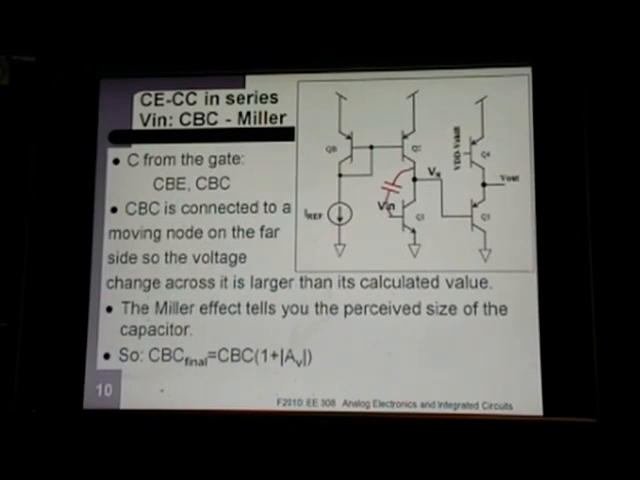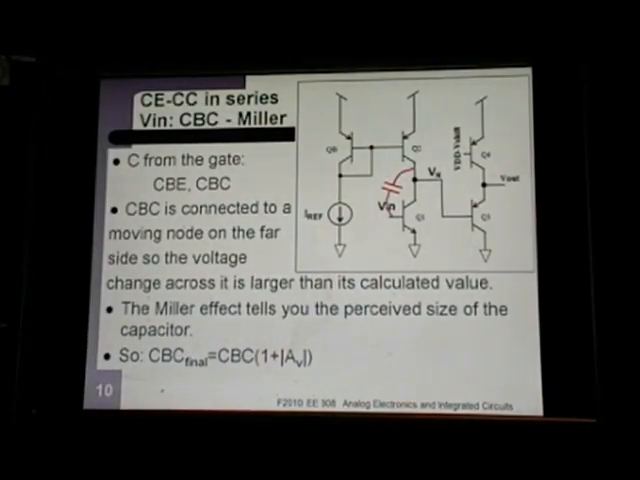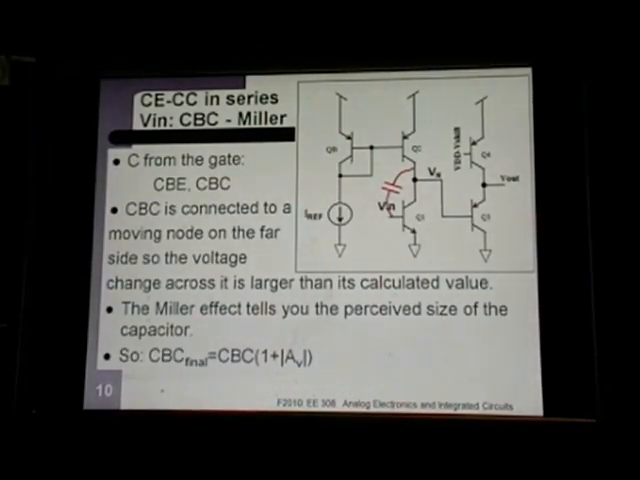The value for the base collector is a little bit different, because when you move Vn moves an awful lot. If there's a bigger voltage change across the capacitor, that means more charge needs to be put onto that capacitor to accommodate that change in voltage across it. And if more charge is being pulled off of the input, that capacitor looks quite a bit larger than the capacitor that you've actually calculated for that junction.